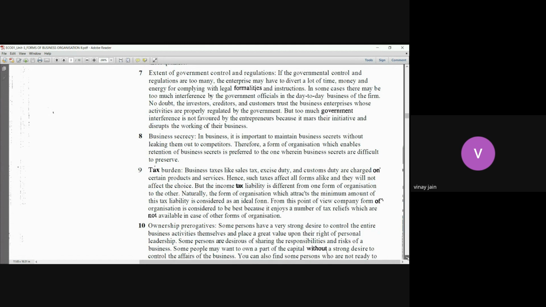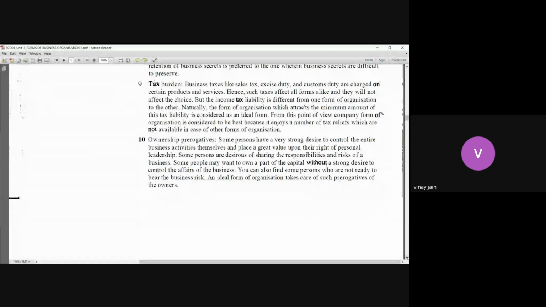Now the tenth point is about ownership prerogatives. Guys, some persons have a very strong desire to control the entire business activities themselves and place a great value upon their right of personal leadership. Some persons are desirous of sharing the responsibilities and risk of a business. Some people may want to own a part of capital without a strong desire to control the affairs of the business. You can also find some persons who are not ready to bear the business risk. An ideal form of organization takes care of such prerogatives of the owners.